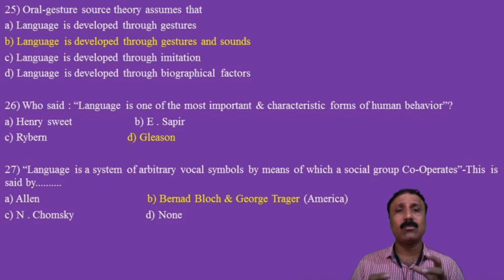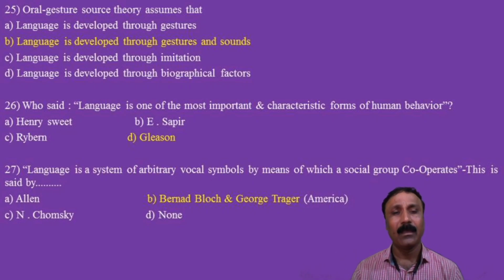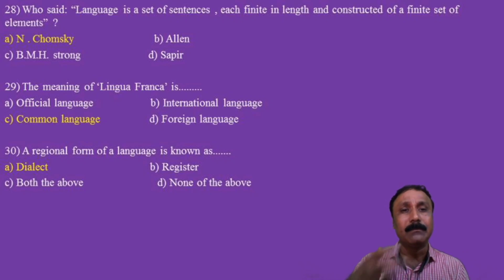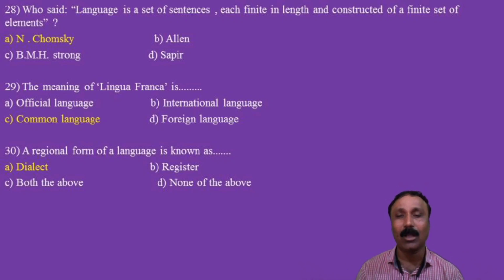Who said language is one of the most important and characteristic forms of human behavior? That is Gleason. Language is a system of arbitrary vocal sound symbols by means of which a social group cooperates. This is said by Bernard Bloch and George Trager, both of whom belong to America. And who said language is a set of sentences, each finite in length and constructed of a finite set of elements? N. Chomsky. Okay, the meaning of lingua franca is a common language.